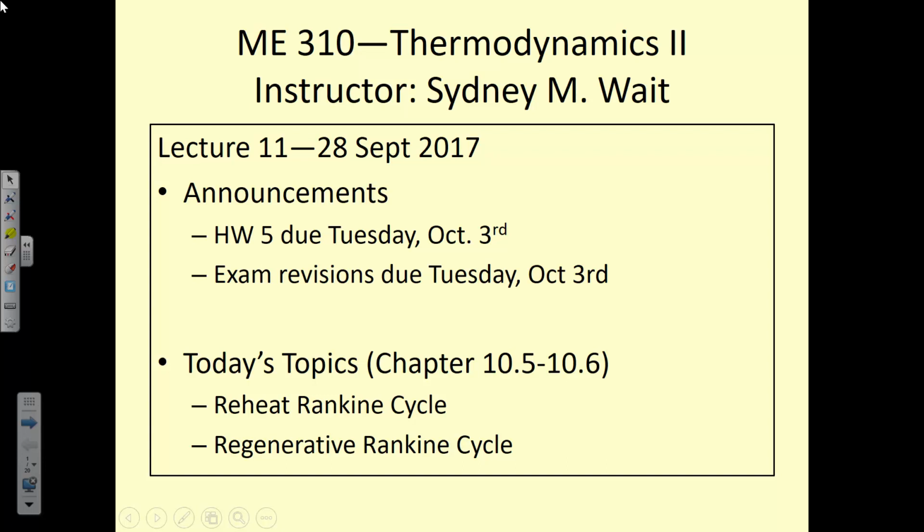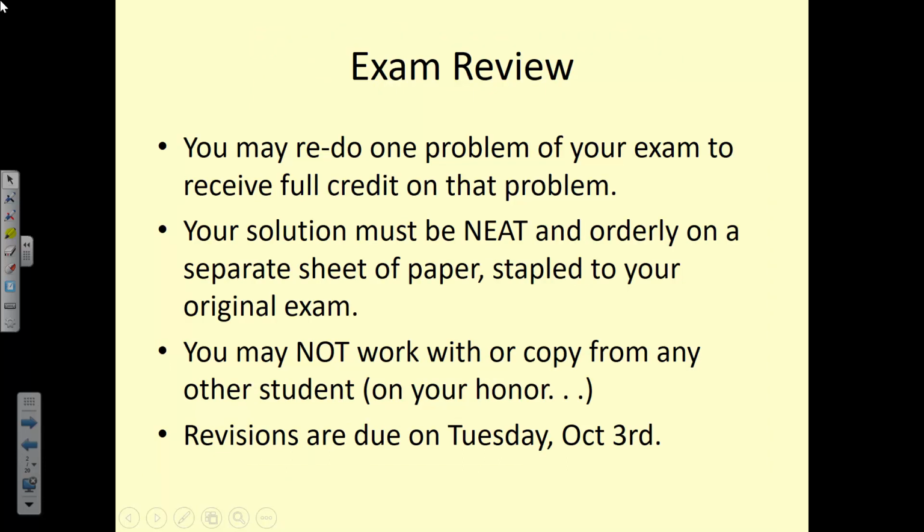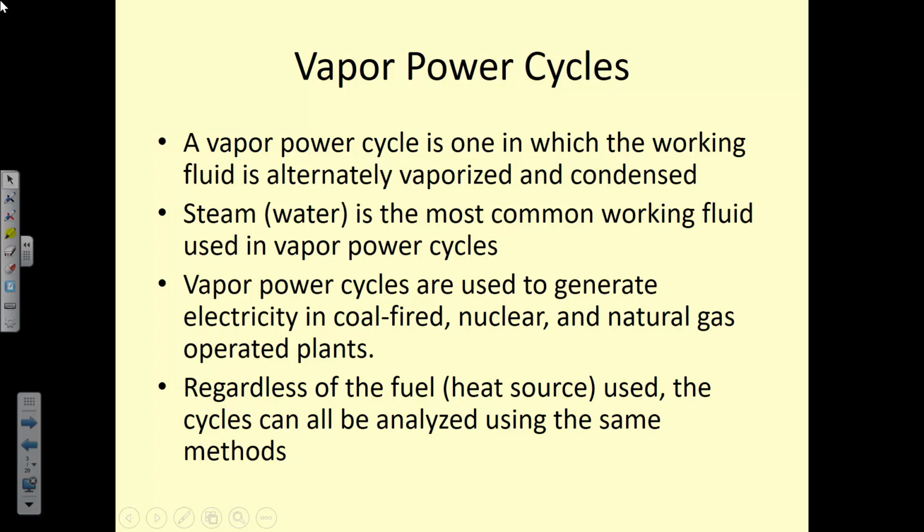So today we're continuing to talk about the Rankine cycle as we just saw in real life. But we're talking about some modifications to the cycle that allow us to have greater efficiency and to make it perform in a way that produces a network output that is larger than we would get ordinarily. So for the exam review, we talked about that before.